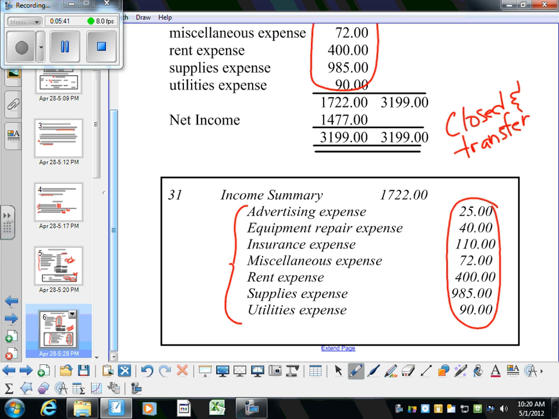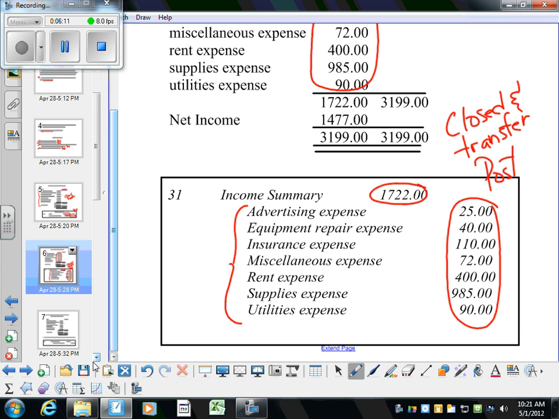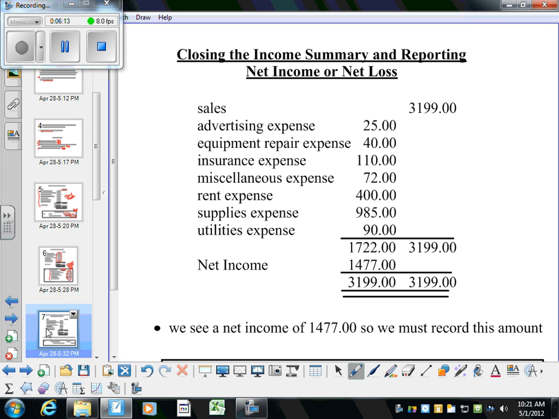You're going to transfer the total, $1,722, into the income summary, and that's going to be a debit. Okay, you do that, and now you post. You need to post individually to the advertising, equipment repair, insurance, miscellaneous, rent, supplies, and utility expense, and then just one total into the income summary, $1,722. That's step number 2.